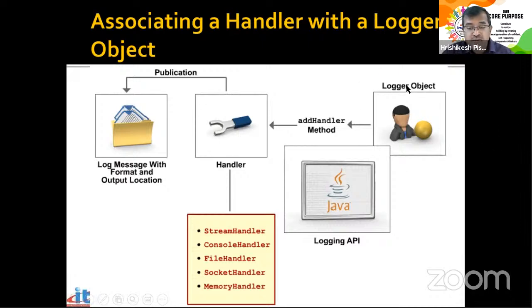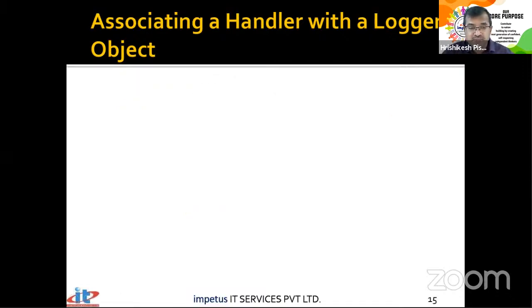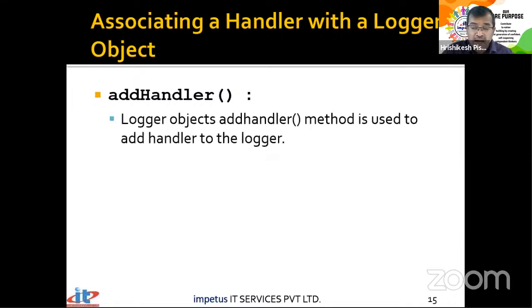The logger object will also have a log level. The handler will also have a log level. I told you the logger should always have a higher level of handling logging than the handler, because there can be more than one handler. Some handlers are responsible for handling one kind of messages, and some handlers are responsible for handling other kinds of messages. So to add a handler to a logger, we have a method called addHandler. The logger object's addHandler method is used to add a handler to a logger.